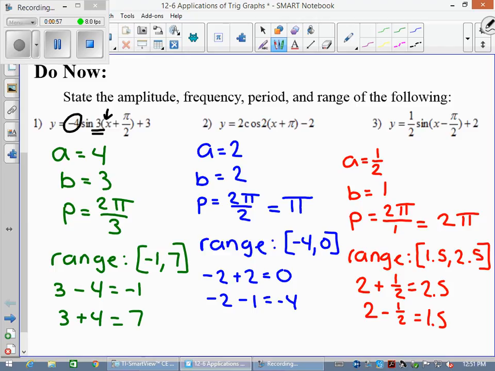And to find our range, again, we take our midline, which in this case was 3, and we want to add and subtract our amplitude, and that's how I get my maximum value and my minimum value. So that is why our range for this first example is -1 to 7. So take a second and just look over the next 2 questions just to make sure that you got them correct.